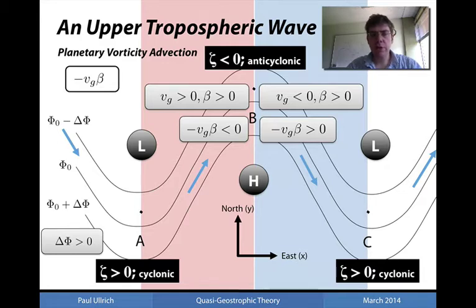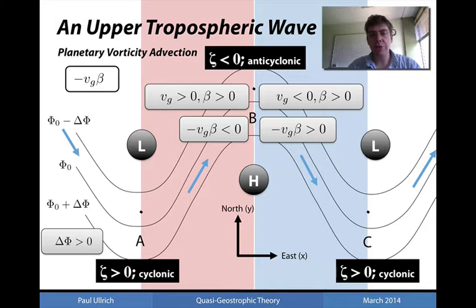So consider now the term that describes planetary vorticity advection. This term is simply minus Vg times beta. Recall beta here is the partial derivative of the Coriolis parameter f with respect to the meridional coordinate y. Well, if we break up our wave into two regions, one bounded by points A and B and one bounded by points B and C, we'll observe that the direction of the wind within these regions, either towards the North Pole or away from the North Pole, indicates the sign of the planetary vorticity term.